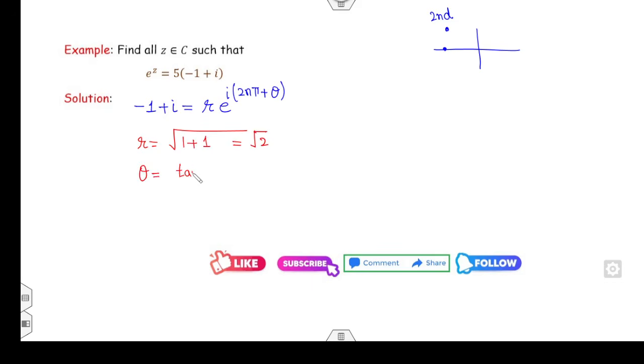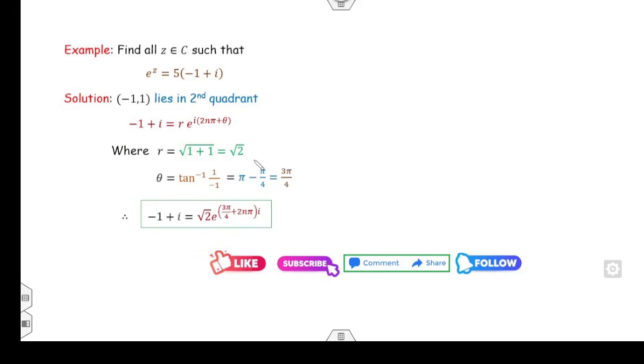Theta will be tan inverse y over minus x, it is my minus pi by 4. But where is minus pi by 4? Minus pi by 4 lies in the fourth quadrant. Fine. But we need the second quadrant, that is between pi by 2 and pi. So I can write it is pi minus pi by 4. Instead of minus pi by 4, I can write pi minus pi by 4. That will be 3 pi by 4. Now you have the theta. 3 pi by 4 I can substitute here.